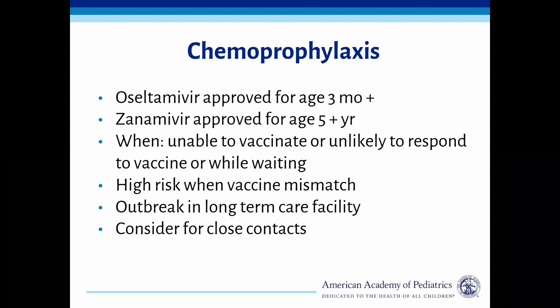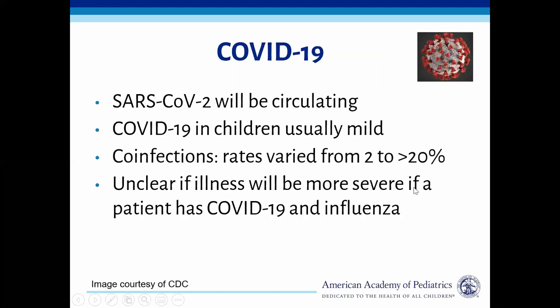You could use it in an outbreak in a long-term care facility where you may not be able to get everybody immunized and everybody's been exposed. And you should consider it for close contacts. So in your family with complex disease, with the child with medical complexities, if their sibling develops influenza, you can prophylax the child with complex medical needs to prevent them from getting influenza. Next slide, please. Well, what about COVID-19?